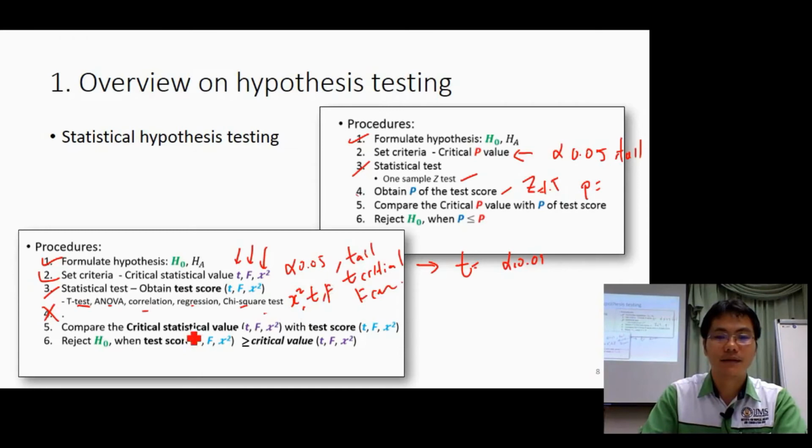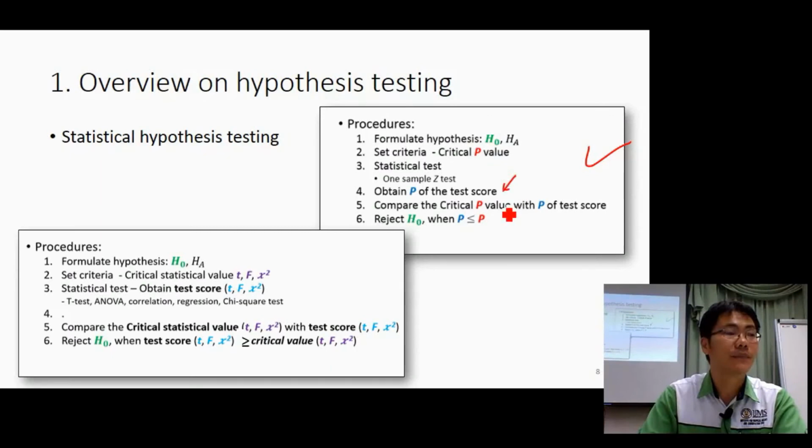You don't have to obtain the p-value for your test score, but you have the test score for your t-test, ANOVA, or chi-square. So you have the calculated t, calculated chi, or calculated f. For the t-test or other tests that involve the t, f, or chi distribution, when you refer to the table manually, you compare the critical value, not the p-value, with your test score. So if your test score is larger than the critical value that you set, then you reject the null hypothesis. So these are the main differences.